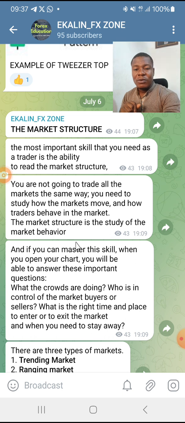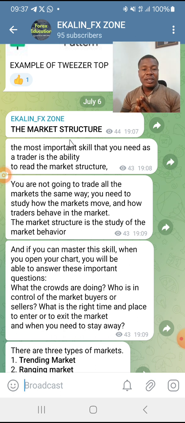All right, so let's move into the market structure. The title is the market structure. Now, what is market structure? The market structure is how the market moves, or the behavior of the market when you open your charts.